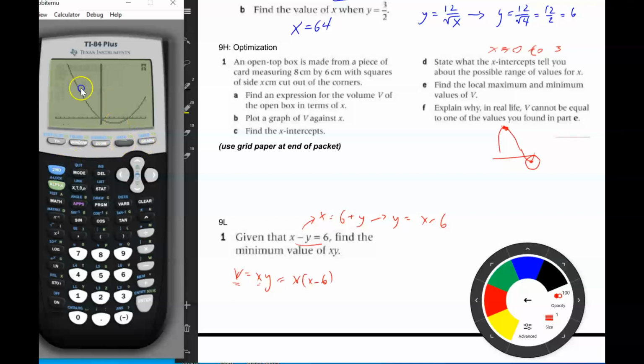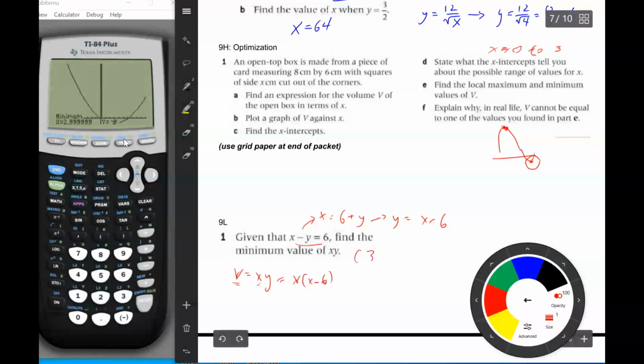Let's find out what it is by doing second calc minimum. So we'll do the left bound here, and then we'll move the cursor to the right side of the minimum over here. Hit enter, and then put in our guess, and the value is 3, negative 9, it looks like. So basically, when our x value is 3, our y value is negative 9, and that would be the minimum value of xy.